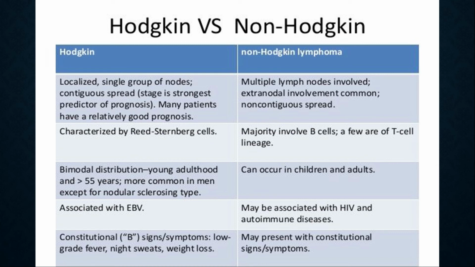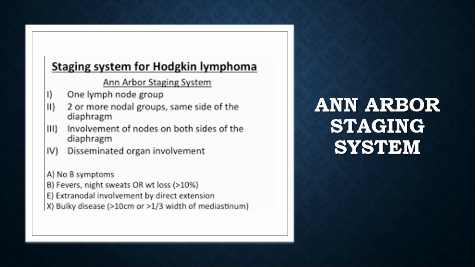Hodgkin is associated with EB virus. Non-Hodgkin is associated with HIV and immune deficiency syndromes, that is to say, acquired or congenital, but as well EB virus is involved in non-Hodgkin lymphoma, and this is mainly in the Burkitt's, as has been discussed before. Constitutional symptoms or the B symptoms of fever, night sweat, and weight loss can be found in both cases. And this is the last slide, the Ann Arbor staging system.